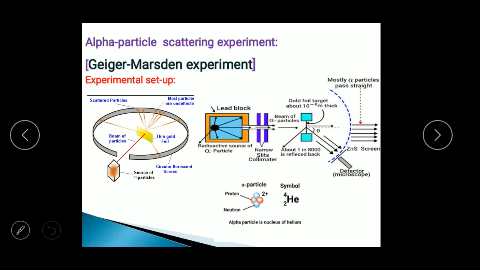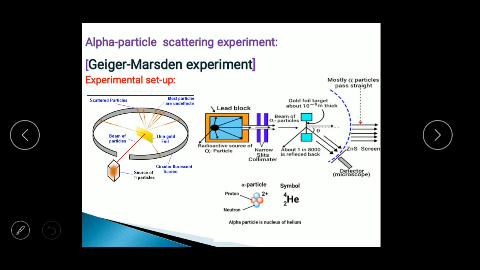The second one here is the collimator. Why is the collimator used? The collimator gives a narrow beam of alpha particles. To get the narrow beam of alpha particles, we have used a collimator in the experimental arrangement. Then we have a thin gold foil here, right?